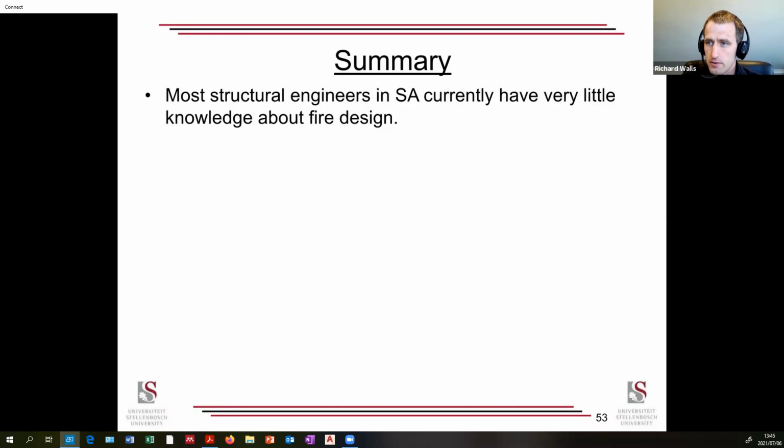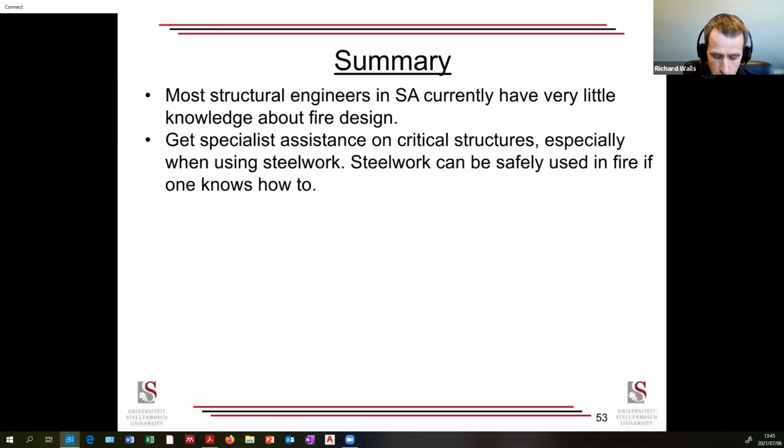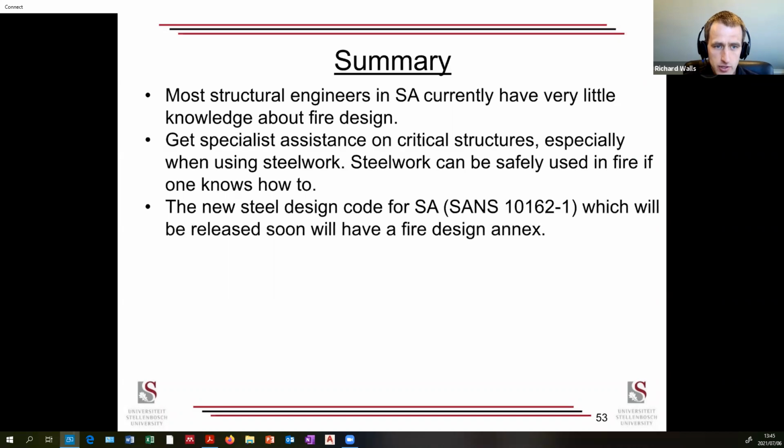It's part of our package. Keeping the structure up is part of our design. This is an extra limit state. The thing is, it requires quite a bit of knowledge, or quite a bit of analysis to get there. So get specialist assistance on critical structures, especially when using steelwork. Steelwork can be safely used in fire if one knows how to, because you can start saying, do I need to protect everything? What is critical? Where do I focus my time and effort? And are there members that I can allow to fail and reduce the cost?